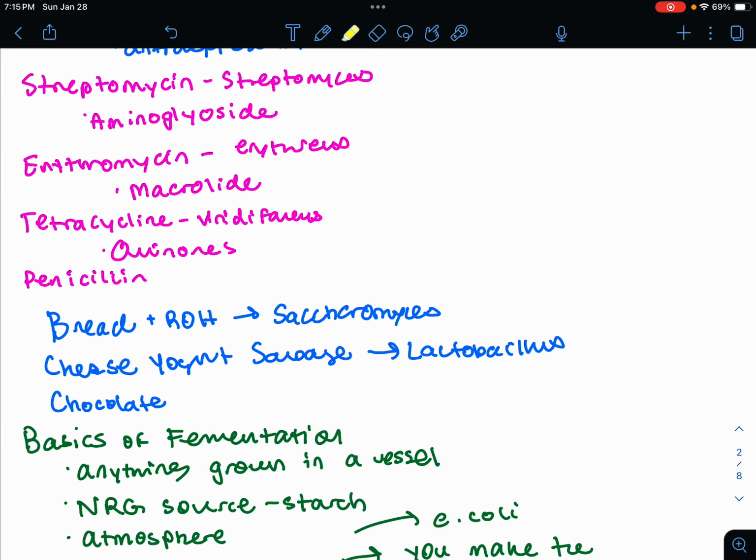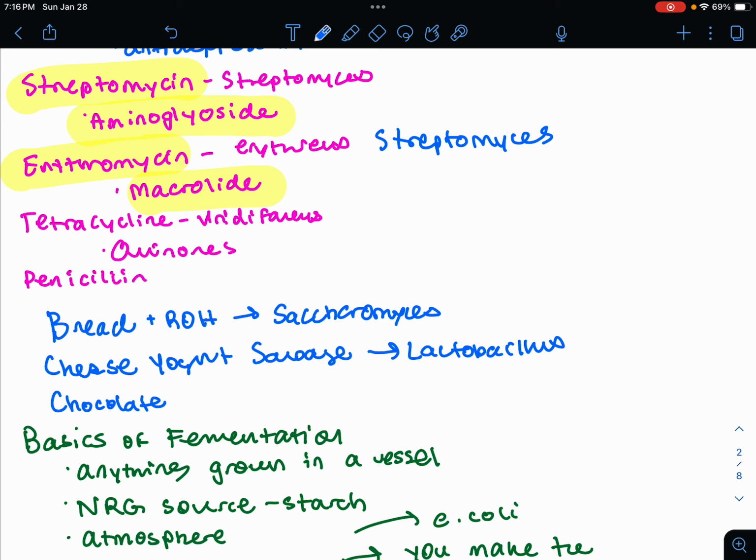We have a ton of antibiotics that are made by the organisms. We have streptomycin, made by Streptomyces. This is an aminoglycoside. We have erythromycin. This is Streptomyces erythraeus, and this is a macrolide. So erythraeus, that's a species, but it's still a Streptomyces. I might flashcard these because there's just a ton of them. They're all marked with a little icon too, so that's kind of scary.